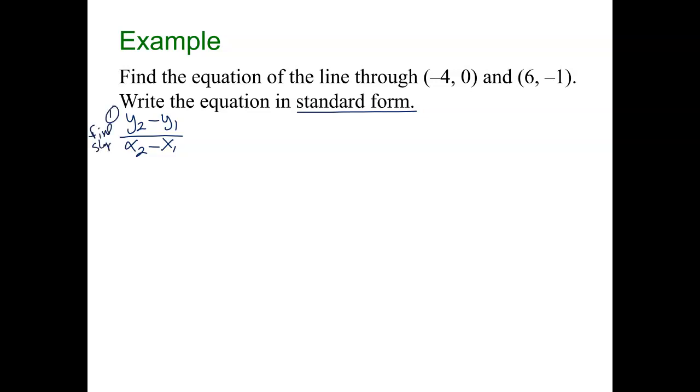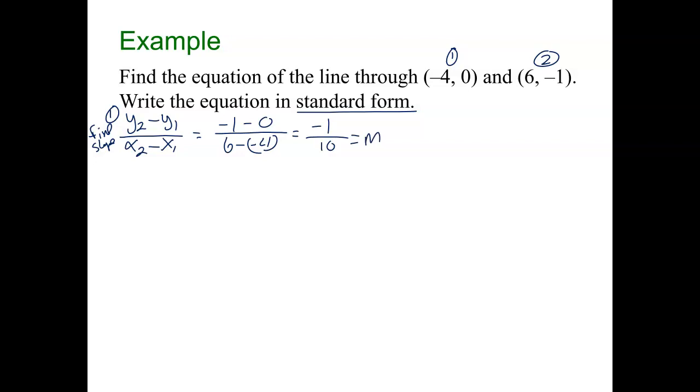Find slope. If it's given to you, great, you can skip step 1. Otherwise, you're going to find slope. It doesn't matter which one you use for point 1 and point 2. I'm just picking some. So we get -1 minus 0 over 6 minus -4, which gives -1 over 10. So that's my slope.